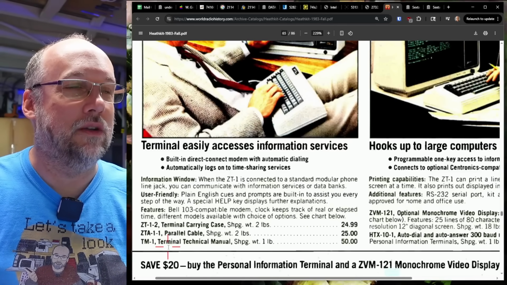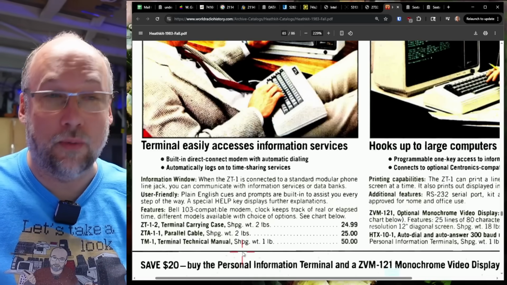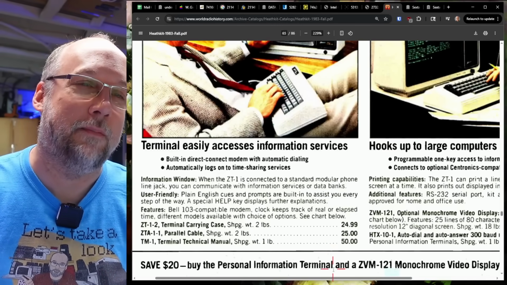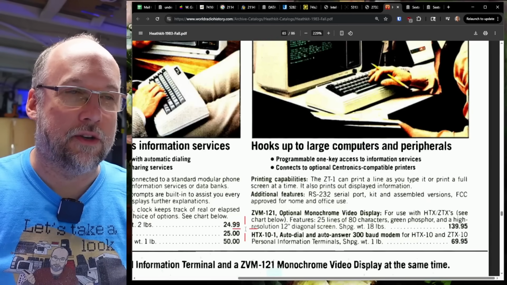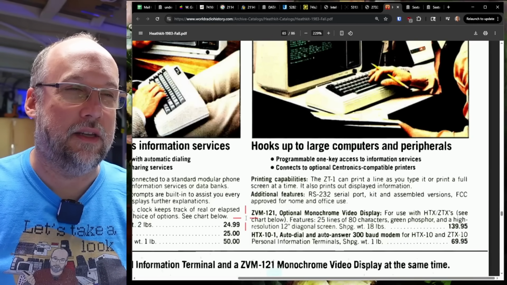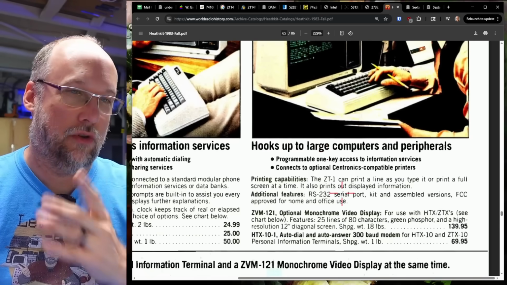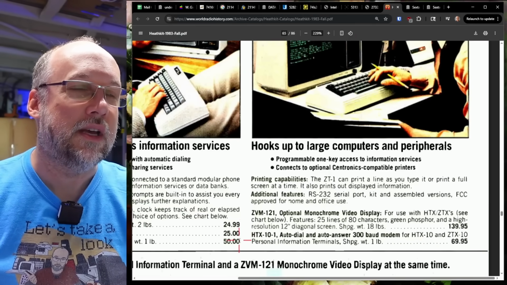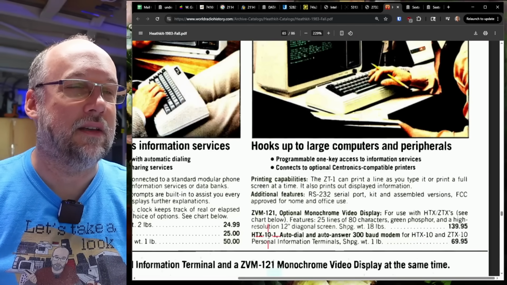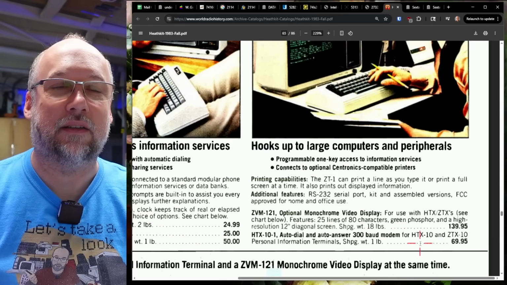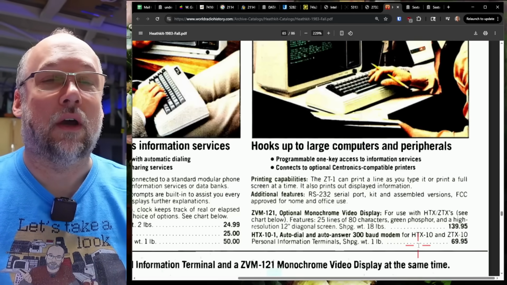The TM1 Terminal Technical Manual, probably what we need, 50 bucks. I'm assuming that means it's the schematics and whatnot. There is the optional monochrome monitor that you can buy separately. That's the ZVM121. That's the monitor that's shown in these photographs that I've shown on the channel before, $140. And there's also an HTX10-1 auto dial, auto answer 300 baud modem for the HTX10 and ZTX10. You might be wondering what those are exactly.